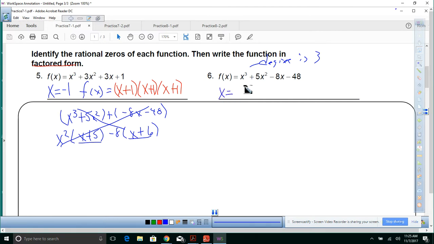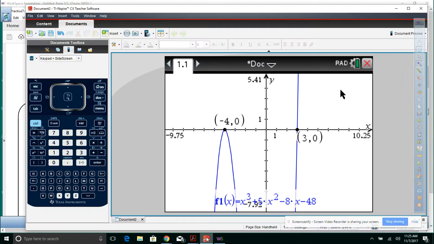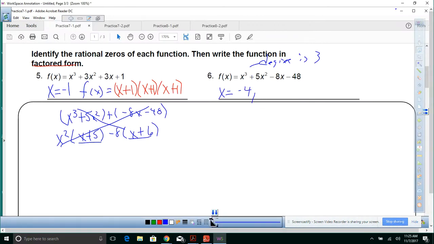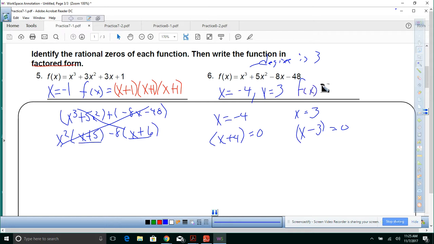So what do we got here? We've got x equals negative 4, and x equals 3. So we'll add 4 to both sides, and we get x plus 4 equals 0. Subtract 3 from both sides, x minus 3 equals 0. All right, remember, this counts twice. So f of x equals x plus 4 times x plus 4 times x minus 3. And if you multiply those 3, you'll get that right there.